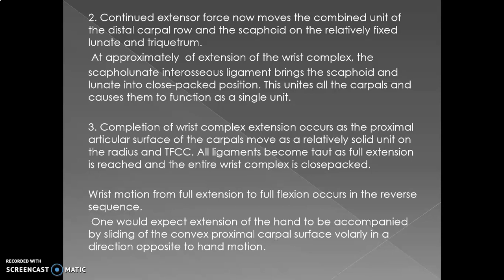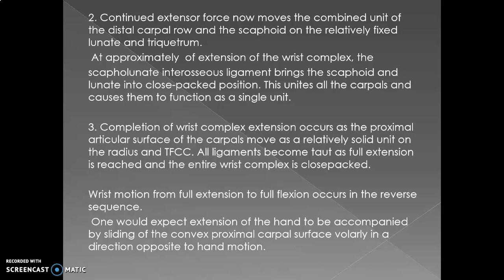and the scaphoid on the relatively fixed lunate and triquetrum. At approximately this extension of the wrist complex, the scapholunate interosseous ligament brings the scaphoid and lunate into close pack position. Earlier we saw the ligaments attached between the scaphoid and the capitate in the neutral position coming into close pack position.